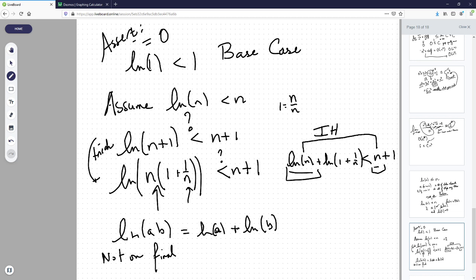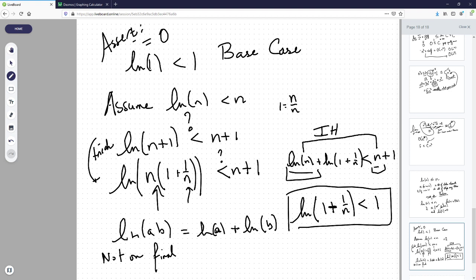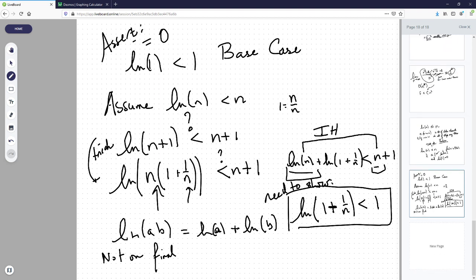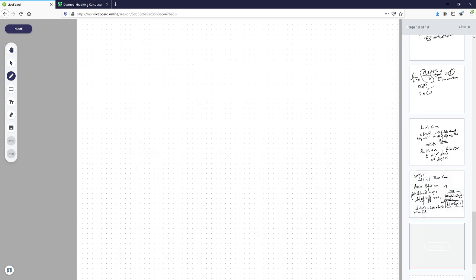So now all I need to show is that the natural log of 1 plus 1 over n is less than 1. So now I need to show this. Of course you might say to yourself, ugh, this looks awful, right? But there's one thing I can tell myself. I'm just going to rewrite it here. The natural log of 1 plus 1 over n is less than or equal to 1. This is what I want to show.